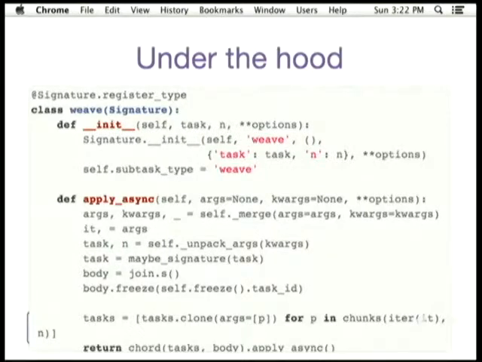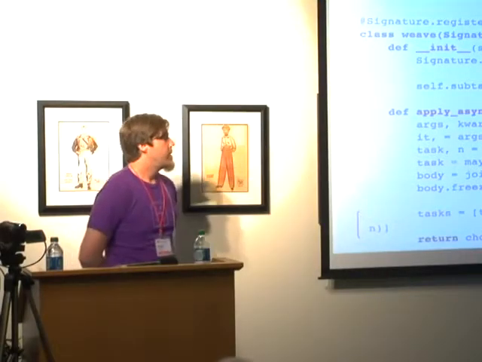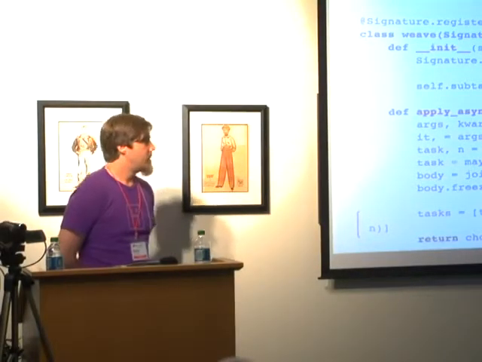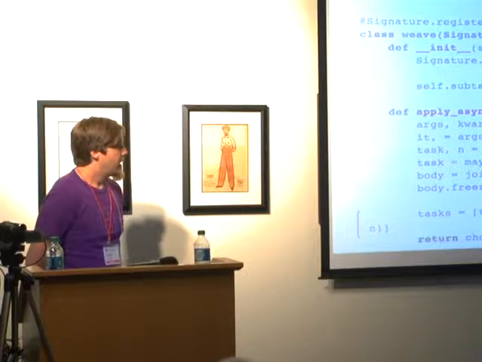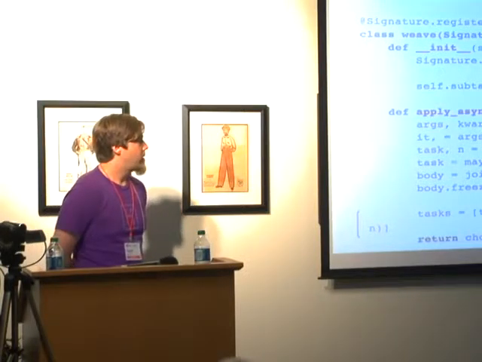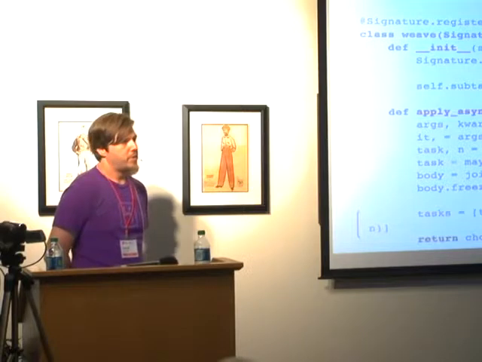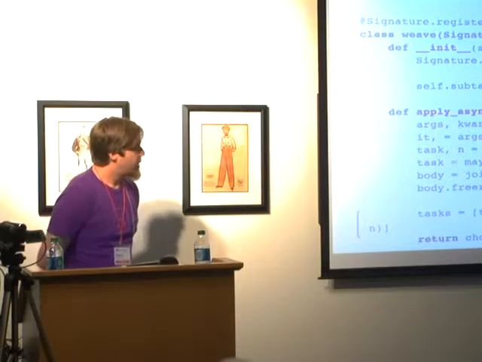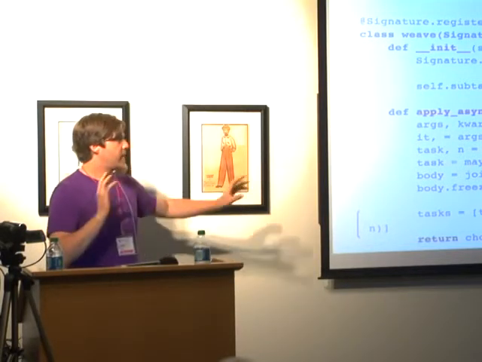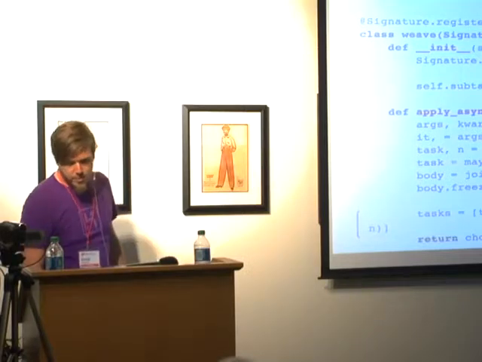I create a chord out of this join task that I use as the body, and a group of header tasks that are cloned from my original task that I passed in. You see down here at the end, tasks.clone, and I provided an arg that's a subset of the original list as I chunk the list or the iterable into the iteration size that I want. And so I end up with a group of tasks that are all the same task with different sublists passed to them, and a join task that joins all the lists together, and I create a chord out of it, and I return that chord, and this is my custom signature subclass.